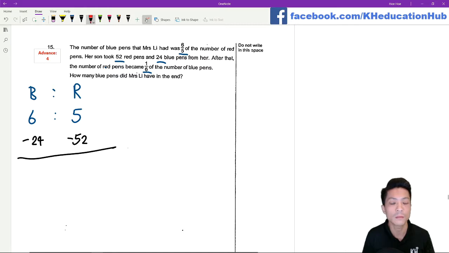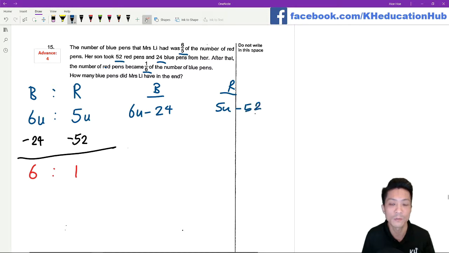In the end, the number of red pens became 1/6 of the number of blue pens, which means that red will be 1, blue will be 6. In this case, you need to understand that we let the number of blue pens and red pens at the beginning be 6 units and 5 units. For the blue, 6 units minus 24, and the red, 5 units minus 52, will be in the ratio of 6:1, which means that this is 6 parts and this is 1 part.